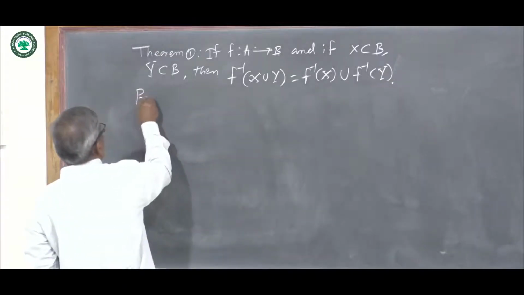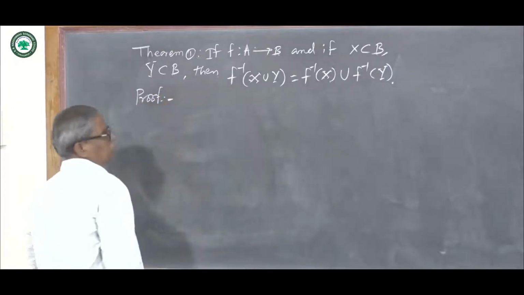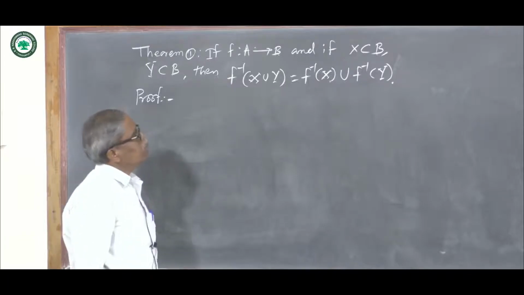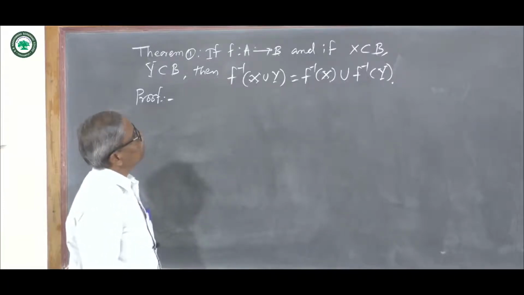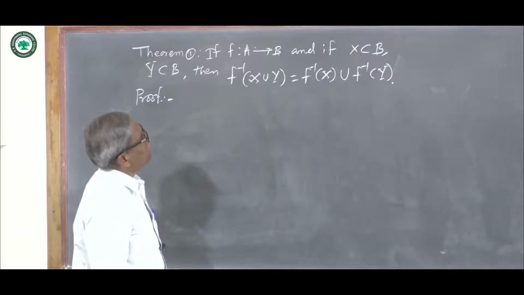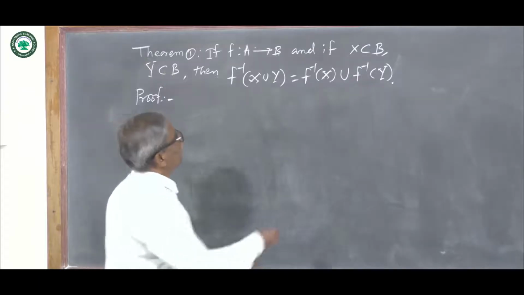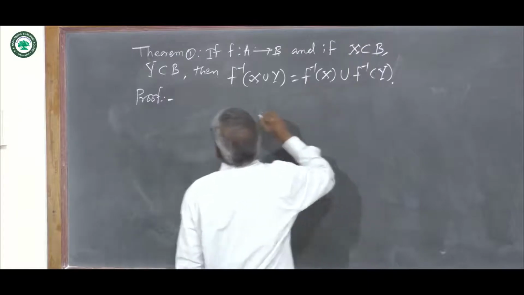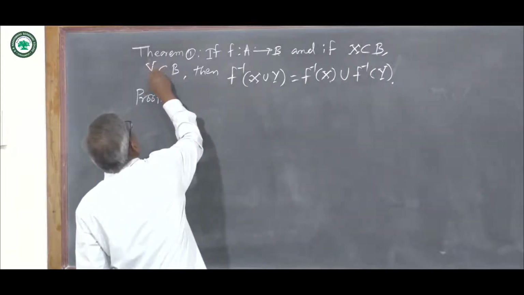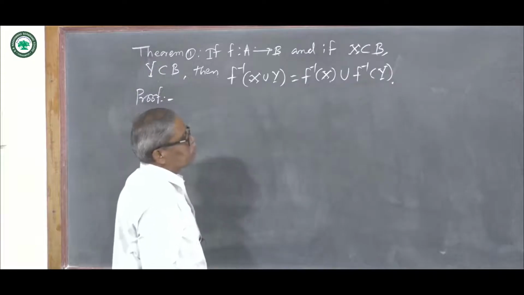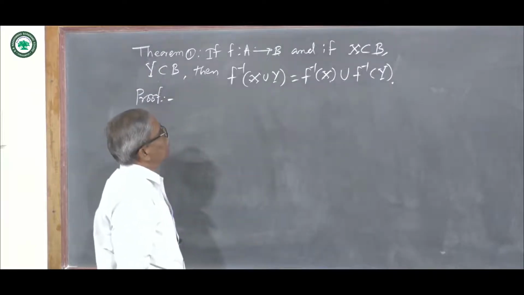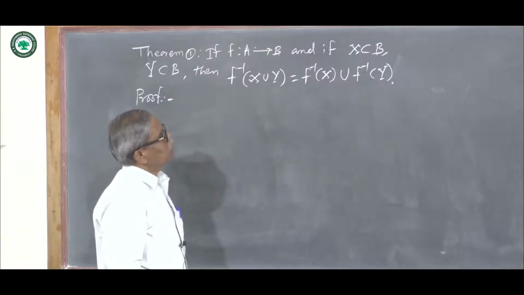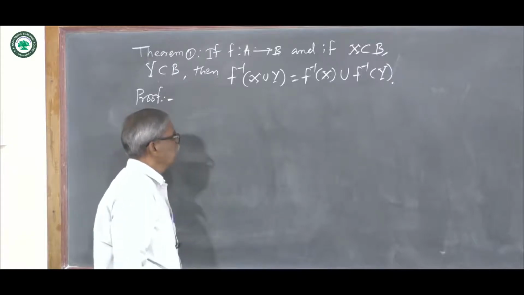Proof of this theorem. Since f is a function from A to B, and capital X is a subset of the codomain, capital Y is also a subset of the codomain, then f inverse of X union Y is equal to f inverse of X union f inverse of Y.